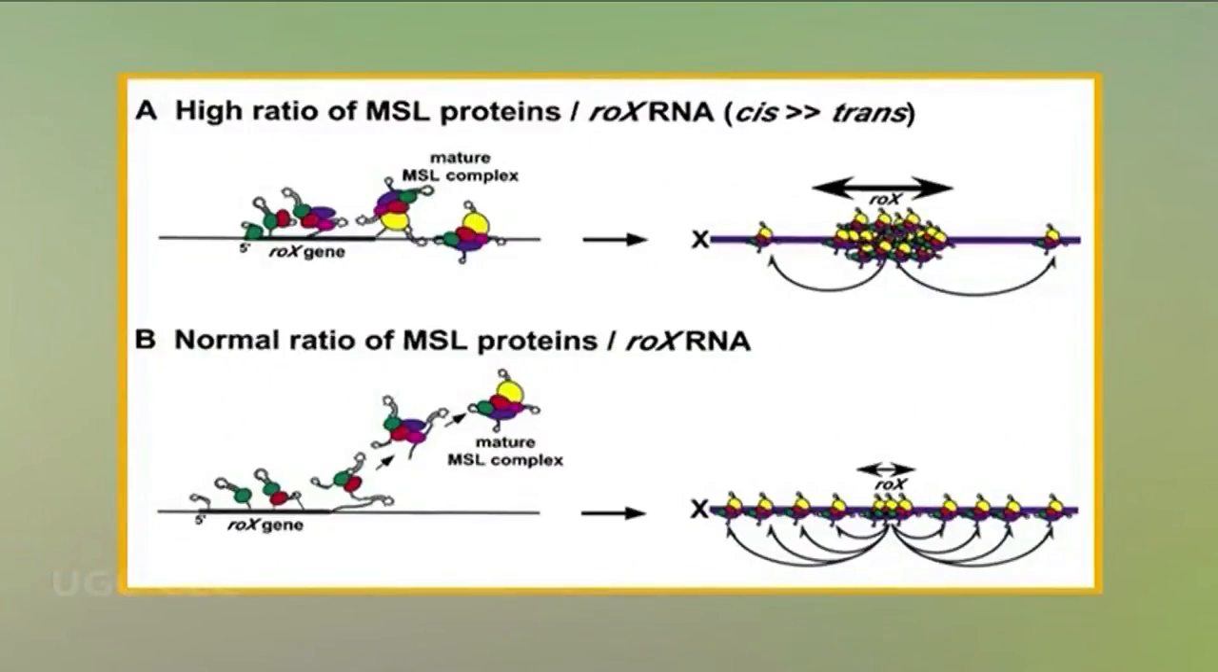There is substantial evidence that the products of all of these genes function together in a complex termed the dosage compensasome to mediate dosage compensation by altering the chromatin structure of the X chromosome in males. The products of these genes are all specifically associated with the same set of hundreds of sites along the male X chromosome. The multi-subunit histone acetyltransferase complex, that is the MSL proteins, and at least one of the roX RNAs must be present for the association of the compensasome with these sites.